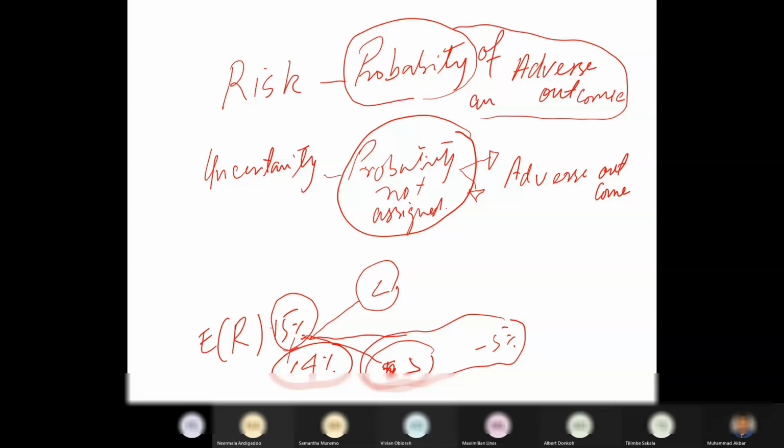So there is a difference between risk and uncertainty. If you can assign a probability to an event that has an adverse outcome, then it becomes risk. If you cannot assign a probability to an event occurring that has an adverse outcome, then it becomes uncertainty. So are we clear on this? We do use risk and uncertainty interchangeably, but they are not the same. Most of the time we will measure uncertainty through insurance.